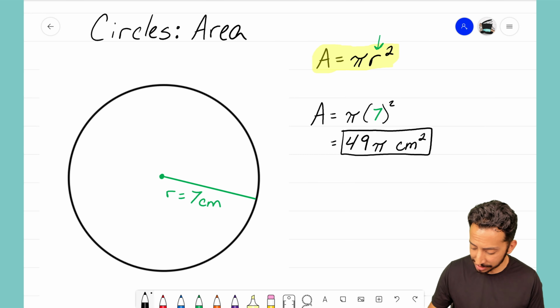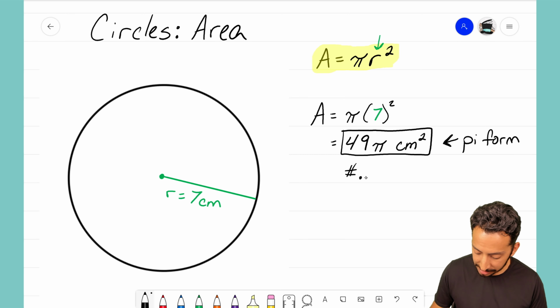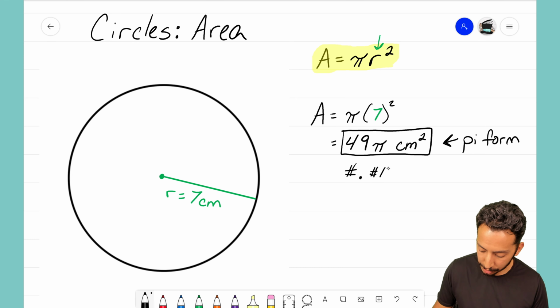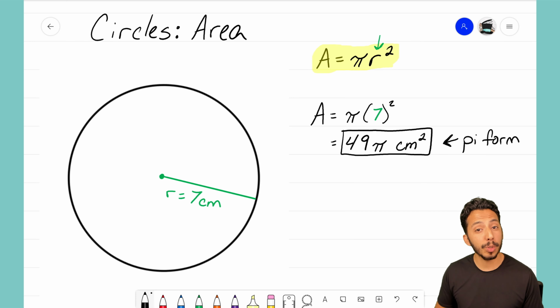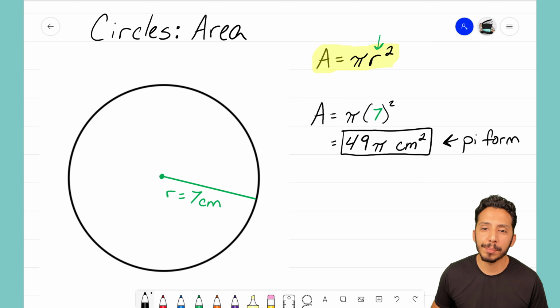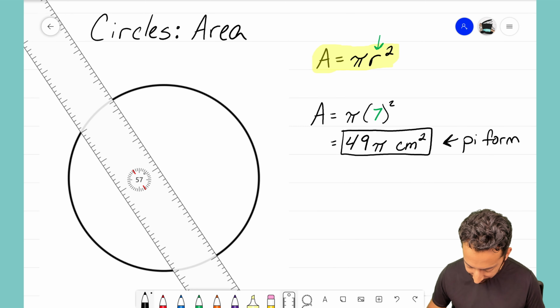And again, just like in our video for circumference, we're leaving this in pi form. We don't actually have to multiply 49 by pi. We would end up with some number with a decimal and a bunch of other digits going on to infinity, but we don't need to do that. Instead, pi form is a lot cleaner, and as we start to work on more complex problems, it'll be easier to have it in pi form. So, that's one example.